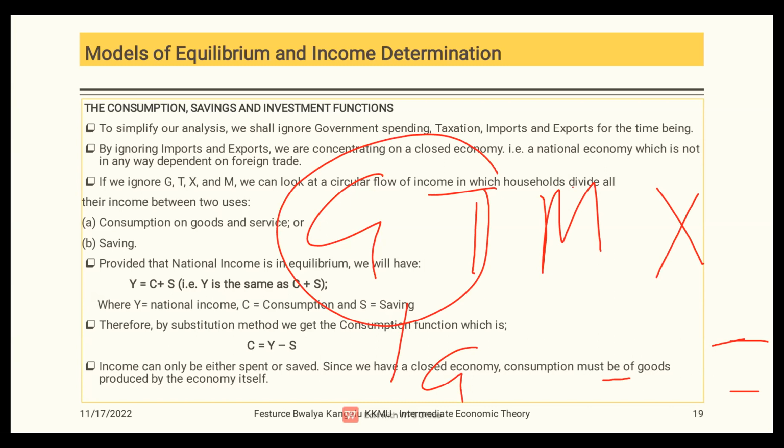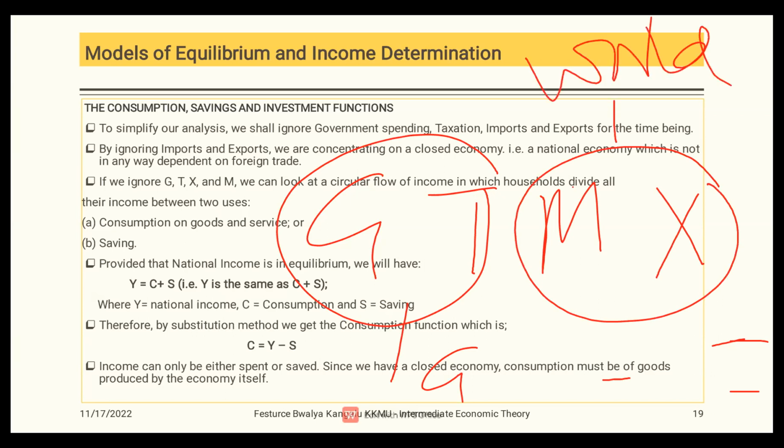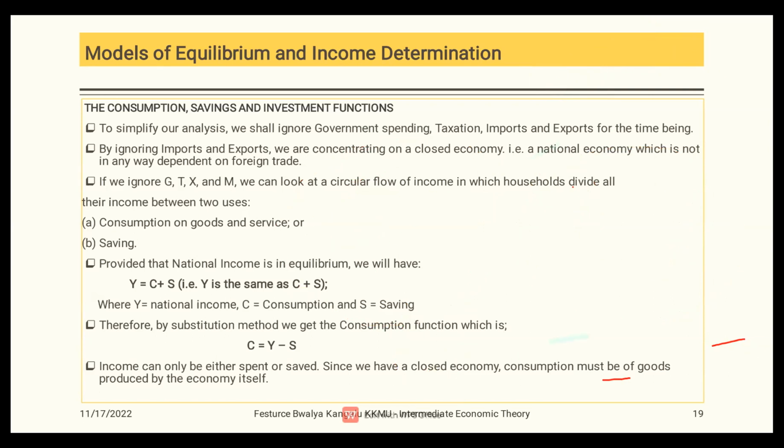You're following, right? And again, once you remove the imports and the exports, you are removing the other world, or the external world. So it simply means you now have a very simplified version of an economy, where you don't have the government and you don't have the external world, because from the external world we have the imports and the exports. Is that clear? Yes. So when we ignore the imports and exports, we concentrate on a closed economy. We don't have the external world.